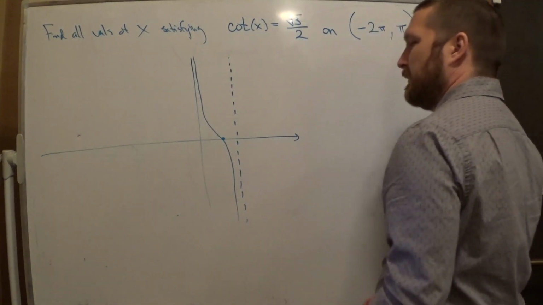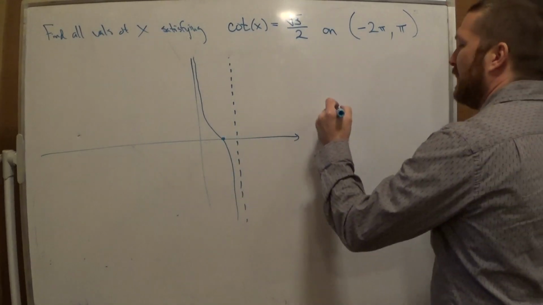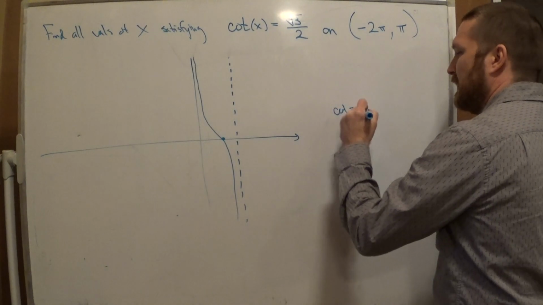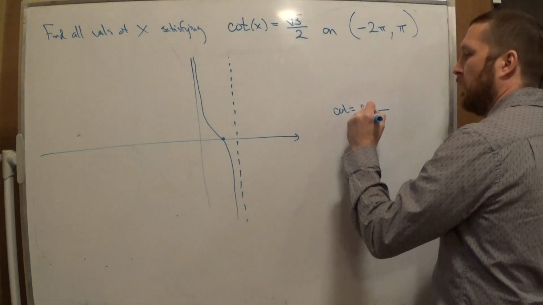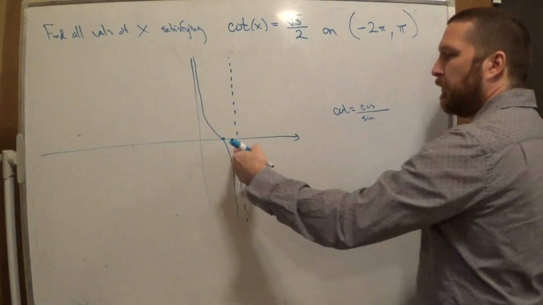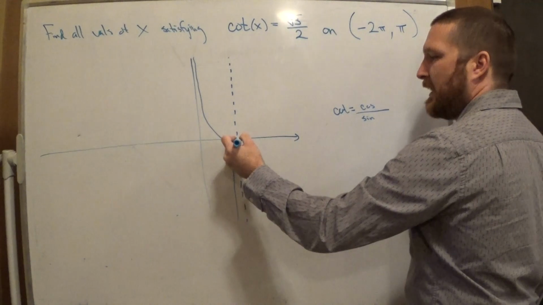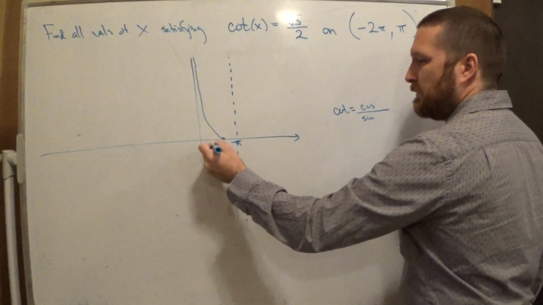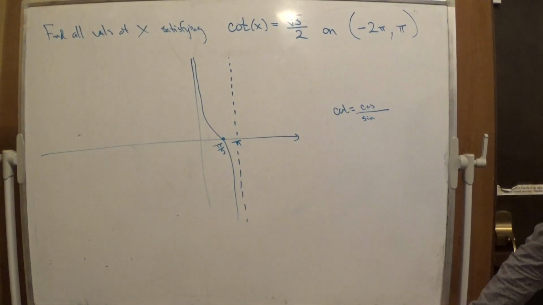And then I ask myself, wait a minute, which one's which? Cotan is what over what? Cosine over sine. So it blows up where sine equals 0. I know sine comes up, it comes down here at pi. So this must be pi over 2. There we go. And then this thing just repeats over and over again.